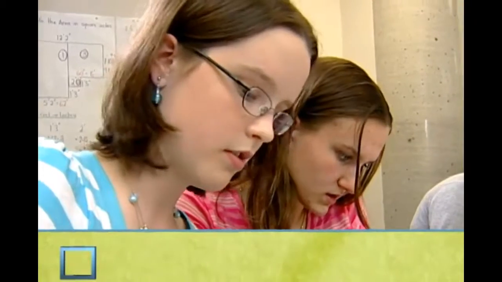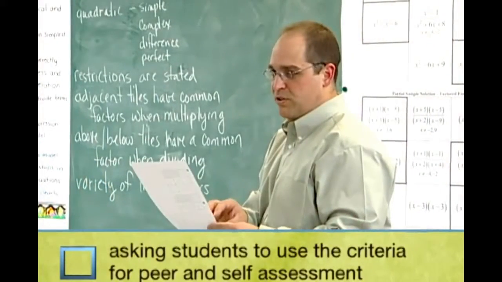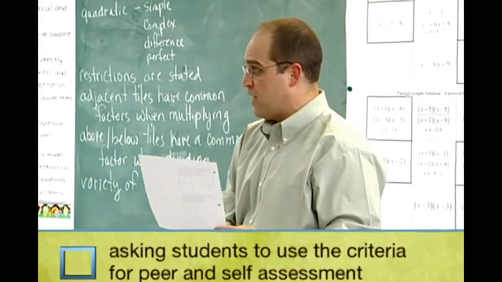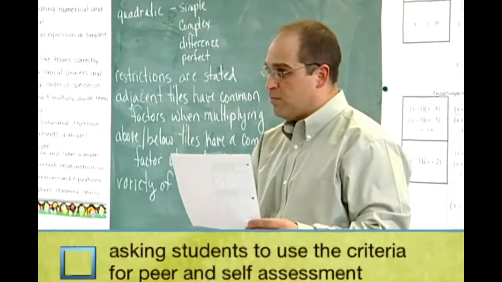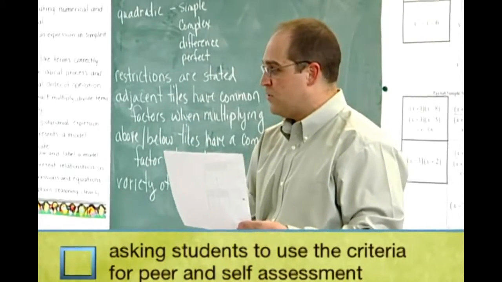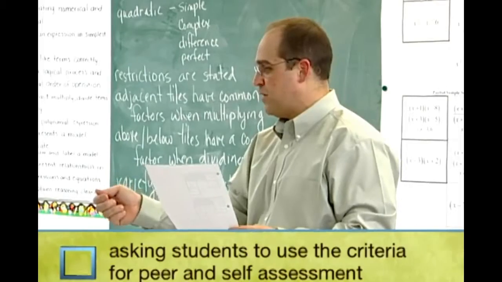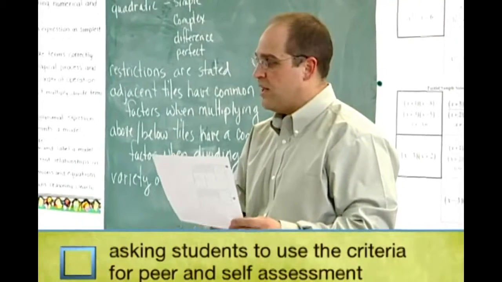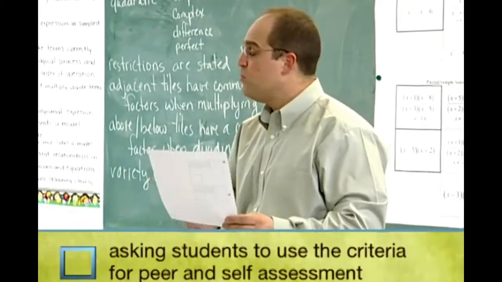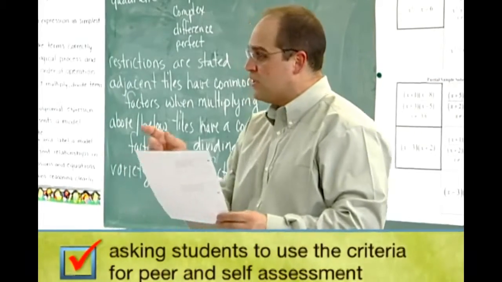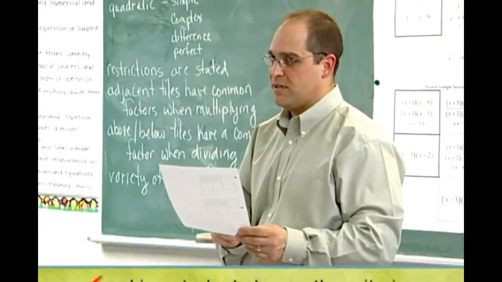Asking students to use the criteria for peer and self-assessment. When you complete your task, you're going to pass it along to one of your peers, and they're going to check yours. And then before you submit it to me, you yourself are going to check your task to make sure it meets all of this criteria.